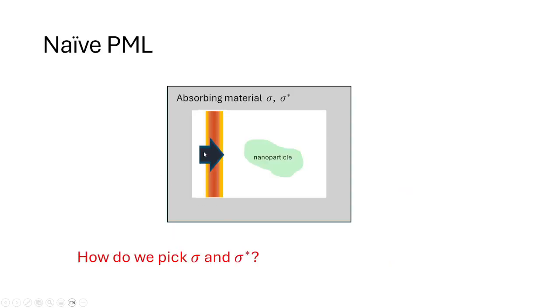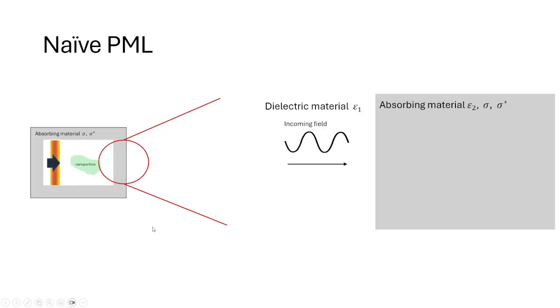So our simulation domain is going to look something like this. We have a light source, it's going to hit some sort of object, and then we have just this absorbing material all around our simulation, so that when the light scatters, it's going to get absorbed by this material and not reflect back into the simulation domain. And for the absorbing material, we use these conductivities. So how do we pick the electric and the magnetic conductivities? Well, we do that using electromagnetic theory.